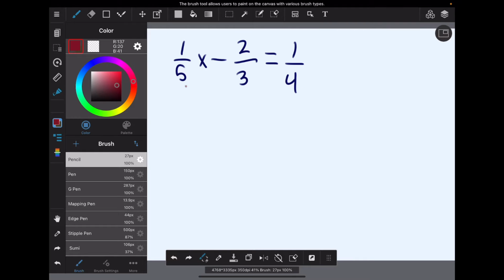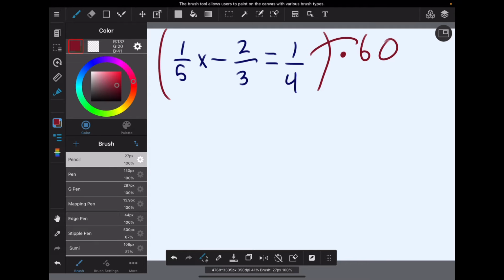Take every denominator, so here we have 5, 3, and 4. The denominator is the one on the bottom, and you're going to multiply them all together. 5 times 3 times 4 equals 60. There might be a smaller number, but that one sure took a lot less time to find. You're going to multiply this whole equation by 60.